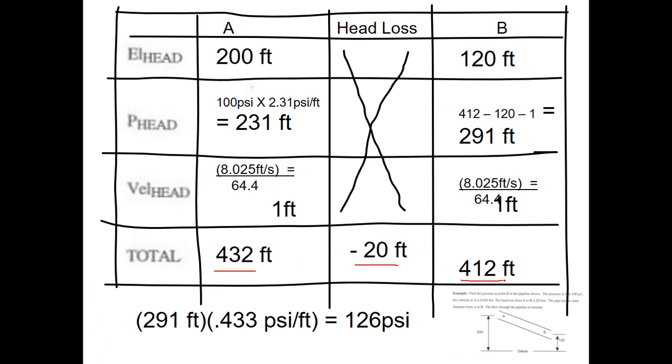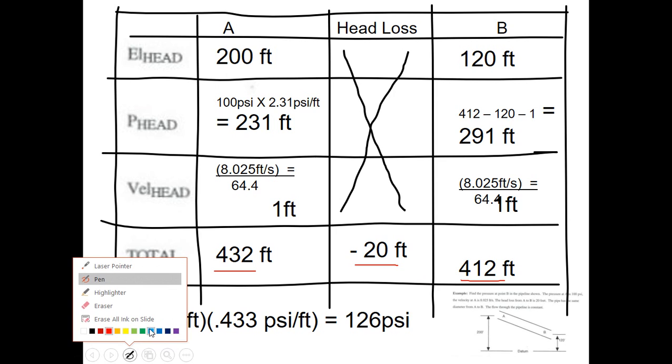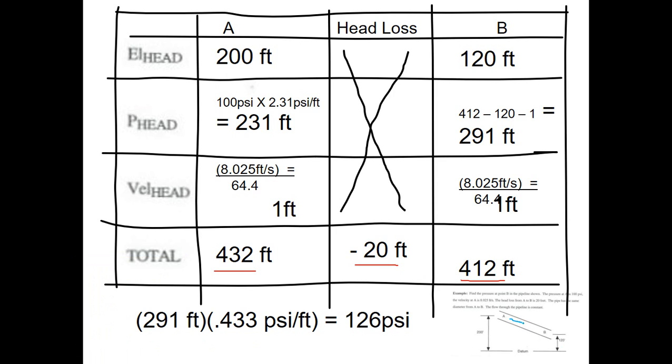So we lost energy as the water flows from A to B because we have friction loss. This flow of water involves some friction loss, so we get energy loss from A to B. So we only got 412 feet available at B. Now the elevation's 120. We're given that. Now we've got one size of pipe from A to B, so the velocity should stay the same. And if the velocity stays the same, so should the velocity head. So that's a foot.